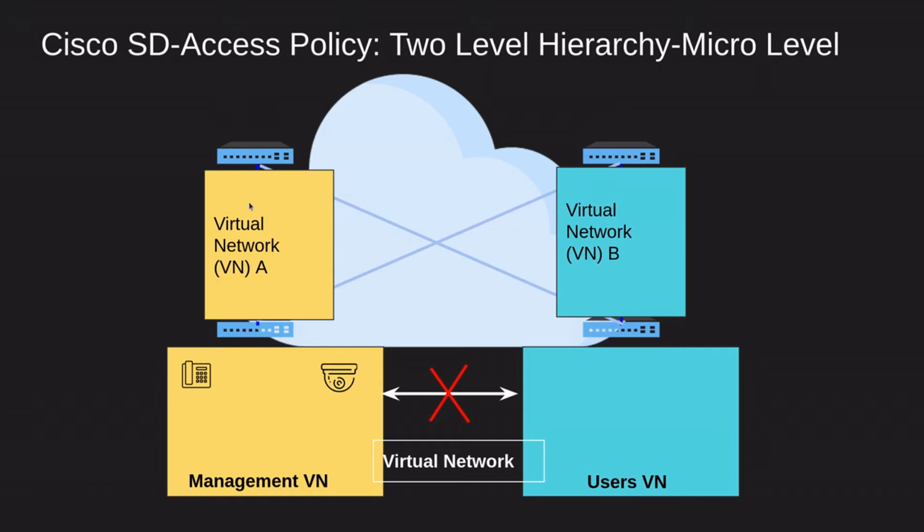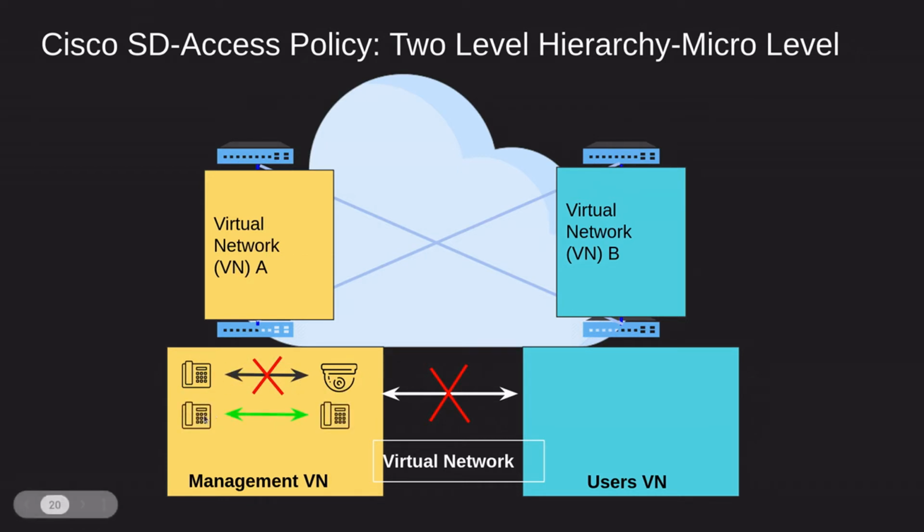In this example, let's take a look at virtual network A. In this network we have a phone and also cameras on the same virtual network A, but we don't want them talking with one another. What we can do is assign the phone a tag, let's say SGT1, and the cameras SGT2, and we can say we don't want SGT1 and SGT2 talking, so we block that and they won't be able to communicate with each other.